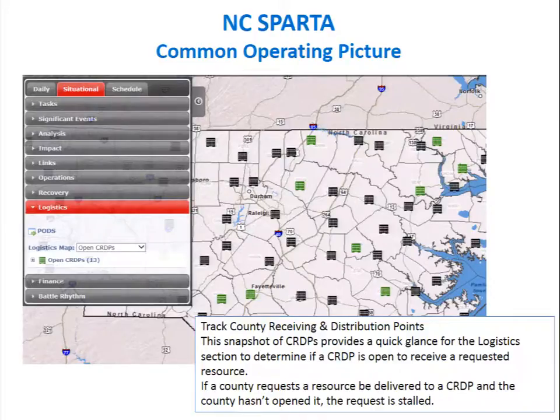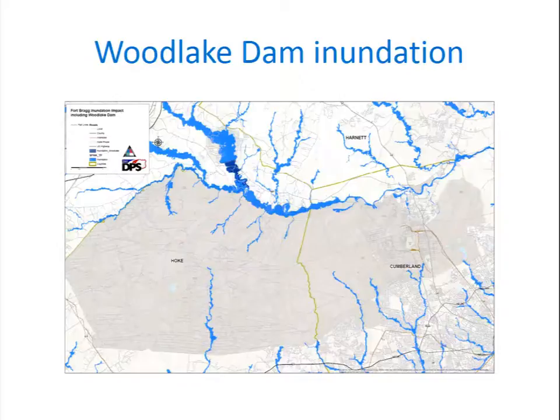When the logistics folks who are responsible for getting resources out to a county need to go out to a particular county to deliver a generator, and that CRDP, the county receiving distribution point, hasn't been opened, it's black there, then we know that logistics has to work with that county to make sure somebody is available. Otherwise, the resource request is stalled at that point. So there's a lot of communication and a lot of coordination going on during activations.